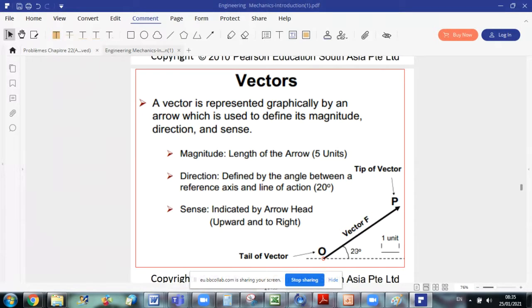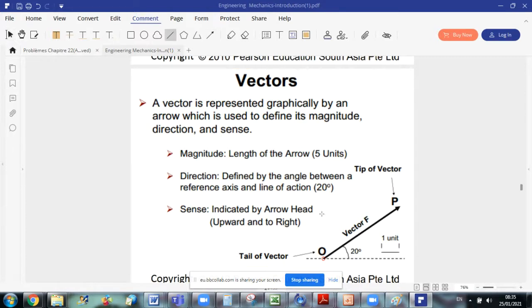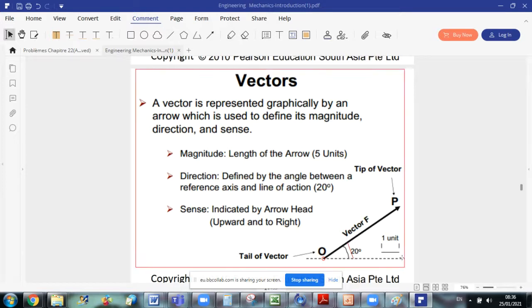Draw it. Of course, I need to know the direction, which can be defined in several ways. I can define it as an angle. So I give an angle with a known reference. For example, if I consider the horizontal as my reference, then the angle between the horizontal and the vector will give me the direction of my vector.